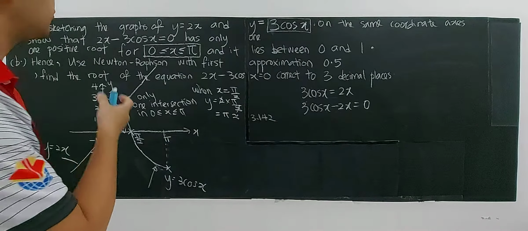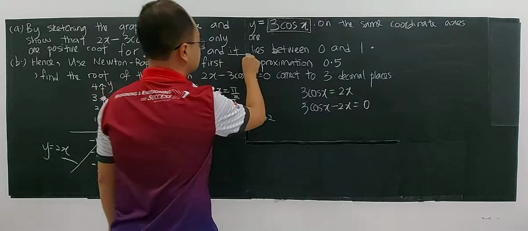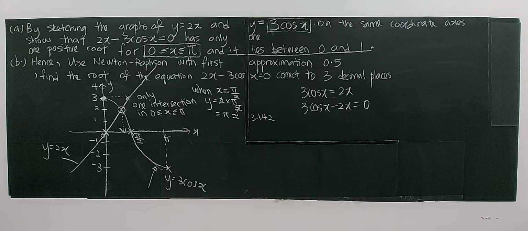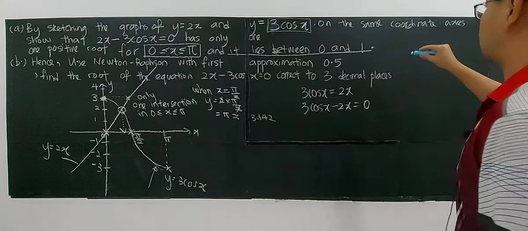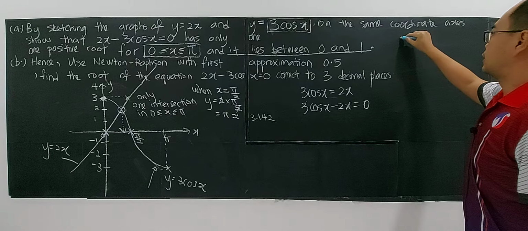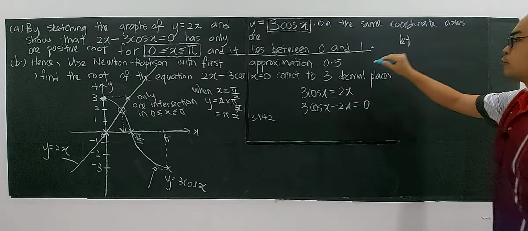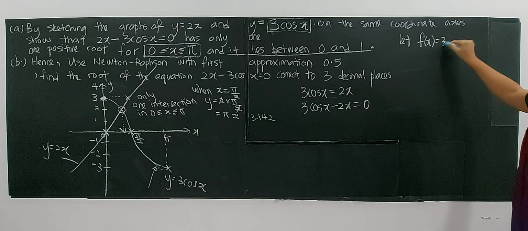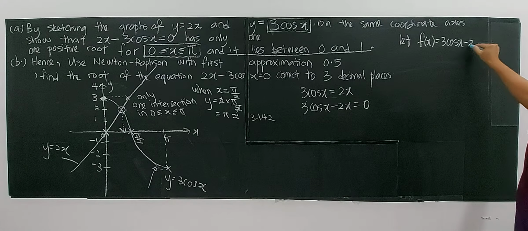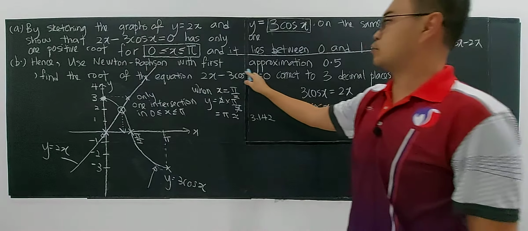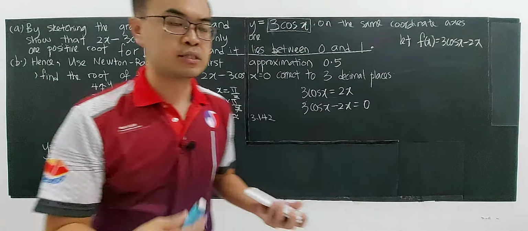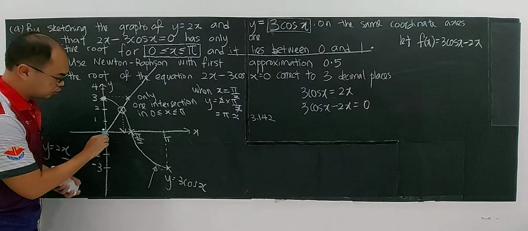But how do we further verify that it lies between 0 and 1? Do you remember the first example, where I let f(x) be 3 cos x minus 2x? You let this be your f(x) and show there is a change of sign, to show that the root is between 0 and 1.